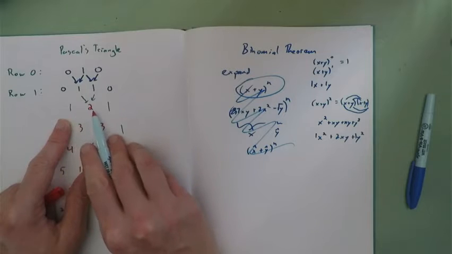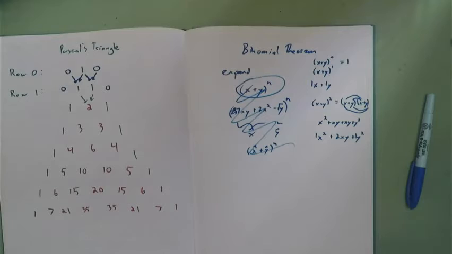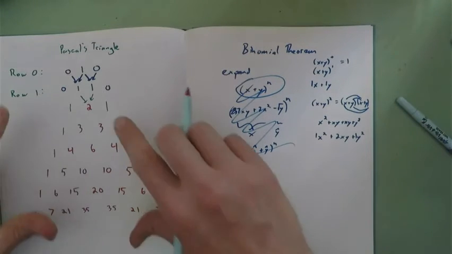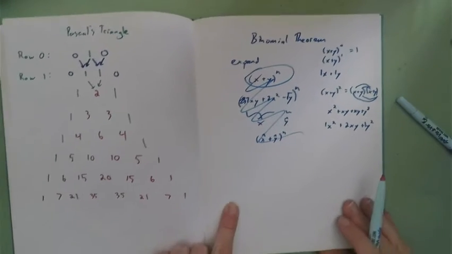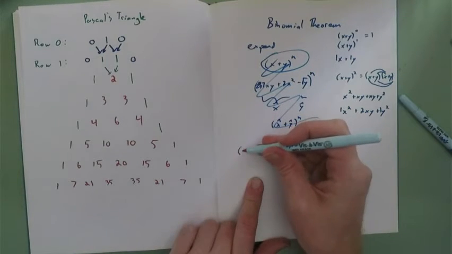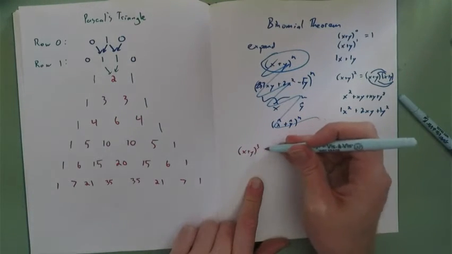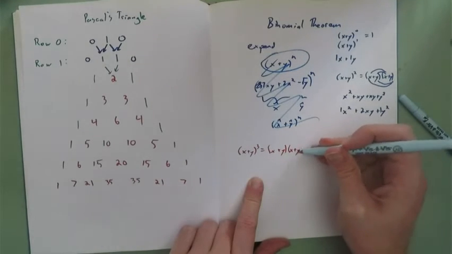1, 2, 1. Now there's another pattern we're going to layer in here to make this really nicely encapsulate all these possible expansions on these terms. So let's take a look at row 3. So x plus y to the 3. X plus y, this is the last one I'm going to do manually.